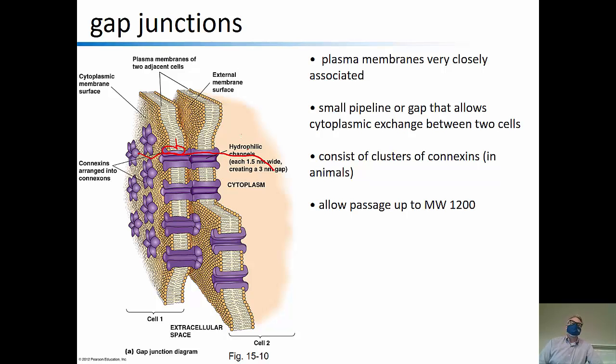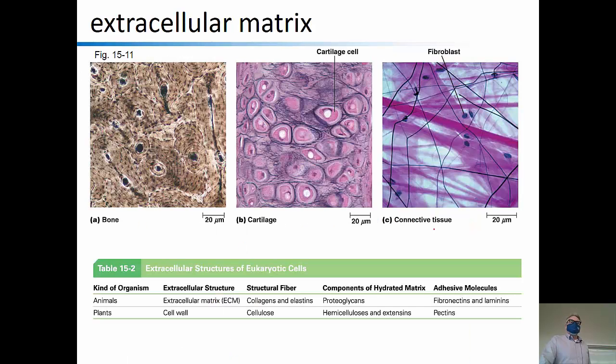So this hydrophilic channel is very small, 1.5 nanometers. This means things like proteins or macromolecules can't fit through, but small molecules and ions can move through. Okay, so a simple sugar, like a monosaccharide, could move through, but not something larger, for example. And so they allow for molecules up to a molecular weight of about 1,200 grams per mole through. Questions so far? Okay.